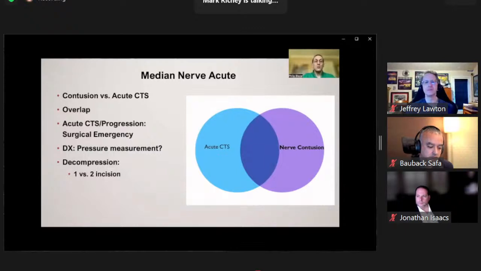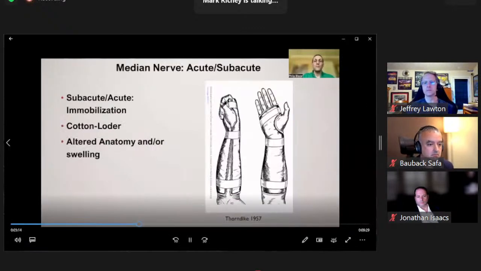In terms of decompression, I think one can use 1 or 2 incisions, depending on the surgical technique for management of the fracture. Typically, I will perform surgical treatment of the fracture, even if it's only something such as a closed reduction and provisional pin fixation, because I think one can decompress the median nerve at the wrist much more safely with the anatomy restored more towards normal.